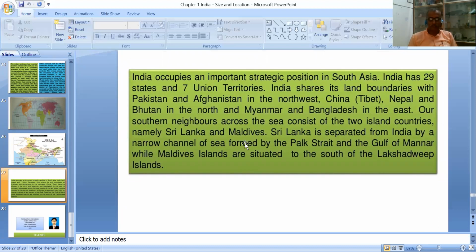Fine, my dear children. So far, I tried to explain to you the whole chapter, the size and location of India and its significance. I hope you have understood very clearly, and as well as you have learned it very carefully. Prepare your notes. Work on this lesson very carefully.